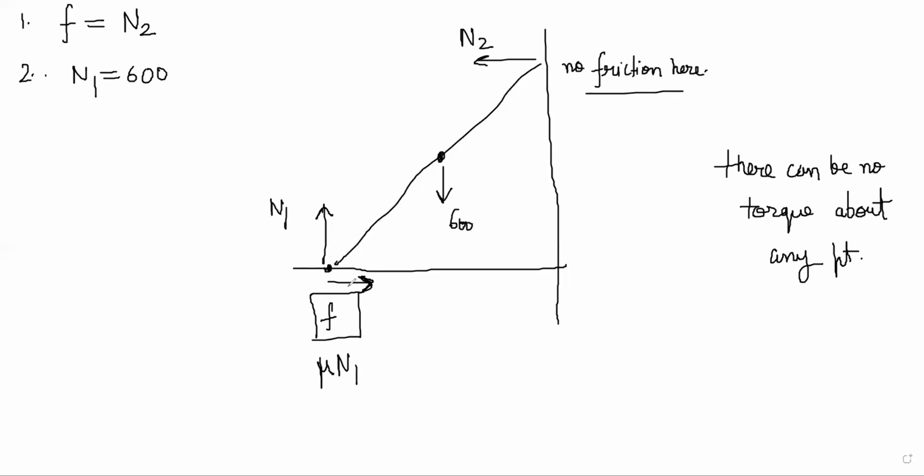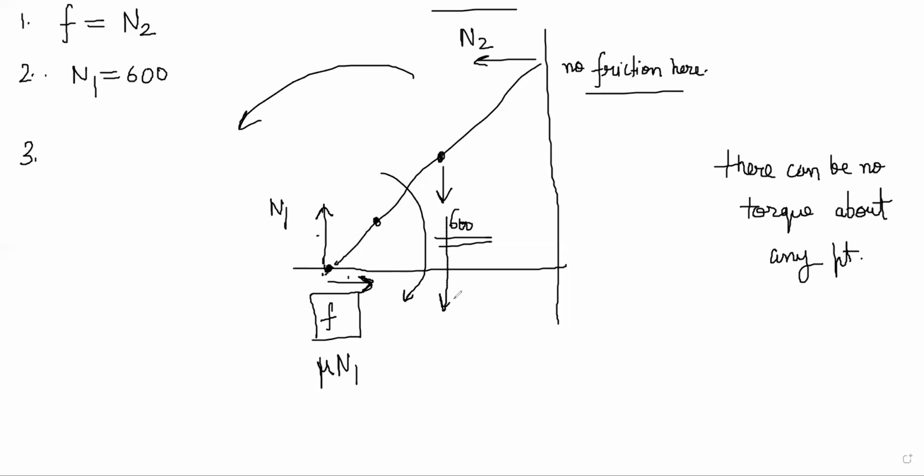If I take this point, I don't need to worry about torque of N1 and F. I only need to worry about torque of this and torque of this. If I take some random point here also torque balance is happening, but then you have to calculate everyone's torque. So I don't want to complicate my life. So I'll take torque at this point. This force turns it like this and this force turns it like this, so those two torques must balance.